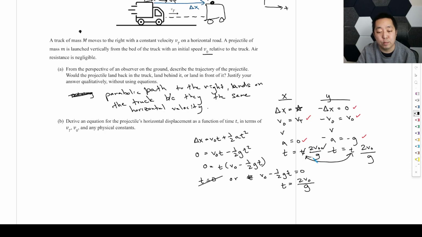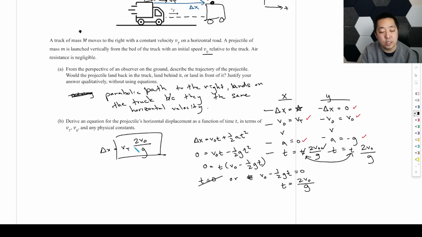I have one more piece of information. So then I can use the same equation in the x direction, because these are my 3 known quantities and my 1 unknown. So you're going to have delta x is going to be Vt times the time, which is 2V0 over g. Okay. Now, this 1/2 at squared term, because the a is 0, if I plug it into there, that's just going to be 0. So this is it. So it's just going to be Vt times 2V0 over g. That is going to be the equation for the horizontal displacement.